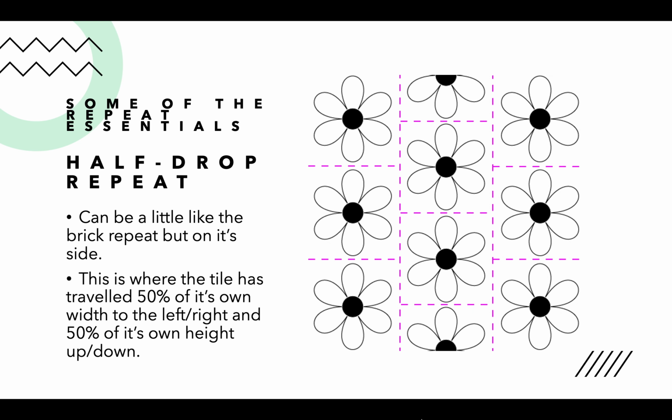Half drop repeat can be a little like the brick repeat, but on its side. This is where the tile has travelled 50% of its own width to the left or right, and then 50% of its own height up or down. This is really effective because it definitely makes the eye flow around the page. Rather than just seeing stripes or lines, it feels much more organic and starts to disguise the joins that you might have in your tiles.